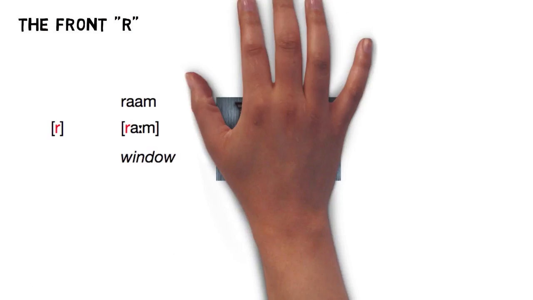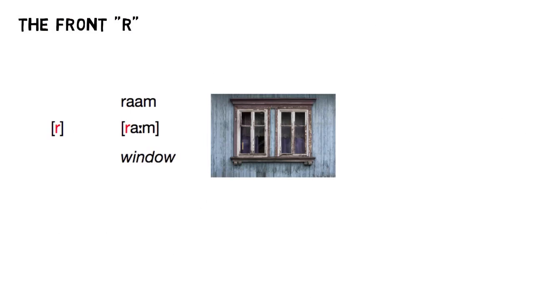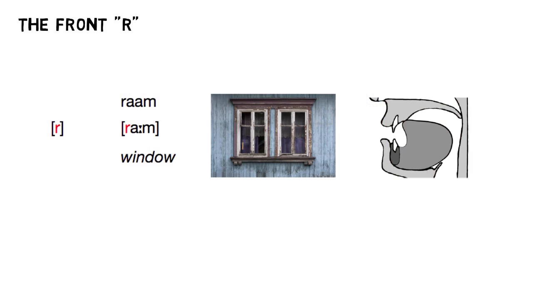This is R as in ram. It uses a familiar-looking lowercase r as its symbol, and it's known as the Trilled R. For this consonant, your tongue goes right up against your alveolar ridge. It softens a little bit to allow air to come through, and as that air comes through, it vibrates your tongue up and down against that ridge.